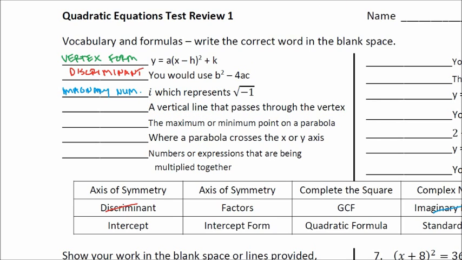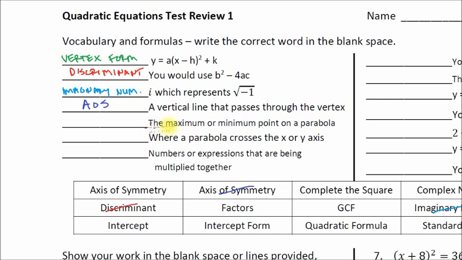All right, next one, a vertical line that passes through the vertex. We've been asked this vocabulary question over and over on previous tests and quizzes. This would be the axis of symmetry, which I see right here. So axis of symmetry. I'm just going to go ahead and abbreviate that.